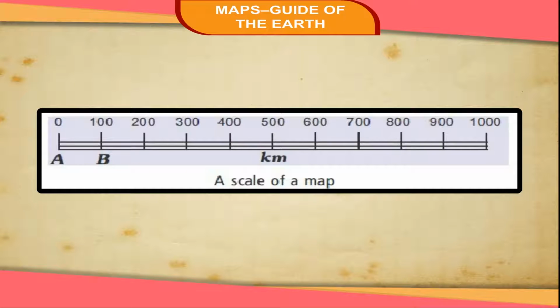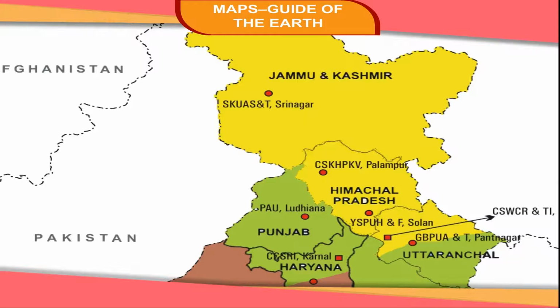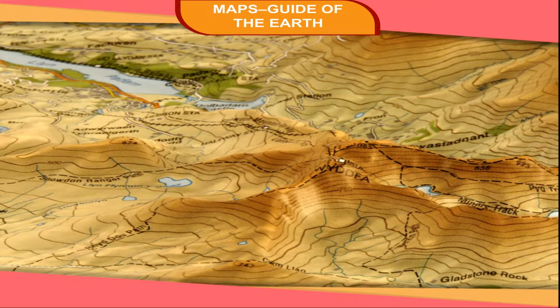See the scale shown here. The distance between A and B represents 100 kilometers. You can find the scale of a map usually at the bottom or a corner of the map. Colors on a map. Different colors are used to show various features and water bodies on a map. Water bodies on a map are shown in blue, plains in green, highlands in yellow or brown, and mountains in dark brown. Ice-covered mountains are colored purple and white.